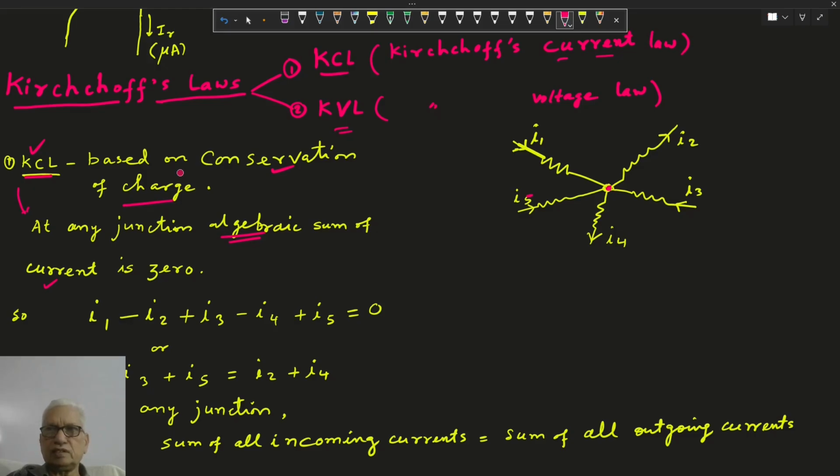Suppose a current approaching the junction is positive and a current going away from the junction is negative. So we can write it here: the algebraic sum of current is zero. I1 minus I2, I3 approaching positive, I4 going away negative, I5 positive. So like this equation, the algebraic sum. Or I1, I3, I5 on this side and I2 and I4 on this side. So we can write the KCL this way also.